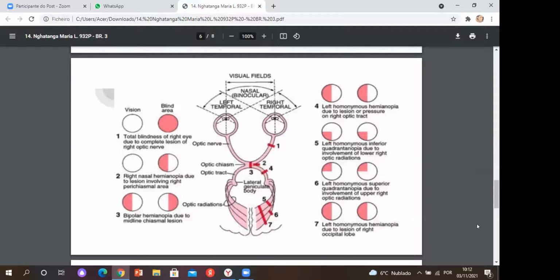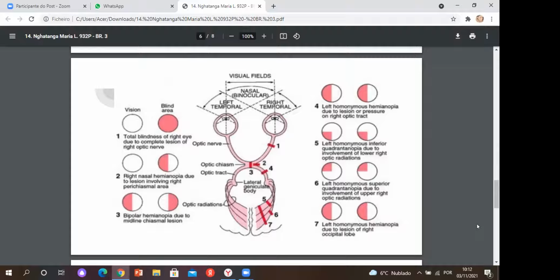Then number 4 is left homonymous hemianopia due to lesion or pressure on the right optic tract. So number 4 is due to this part here. When there's a lesion in that area, it causes the left half of both eyes not to be able to see.